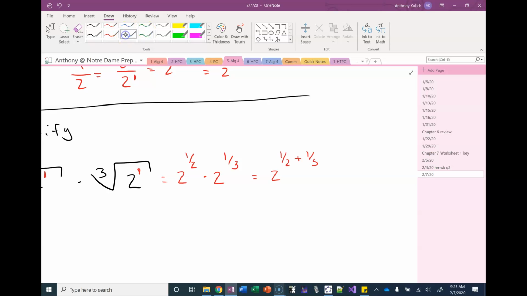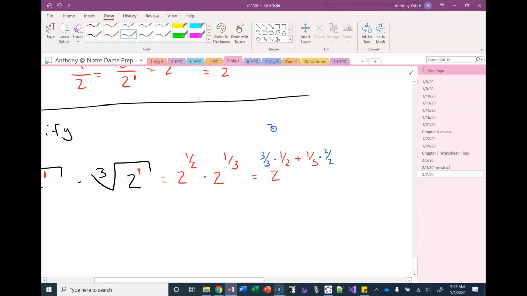How do I add fractions together again? What do I need to have? A common denominator. What would the common denominator be between 1/2 and 1/3? 6. How am I going to turn 1/2 to have a denominator of 6? Multiply it by 3 over 3. What am I going to have to multiply 1/3 by? 2 over 2.